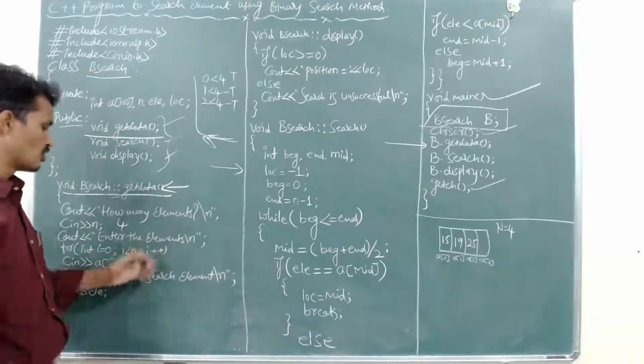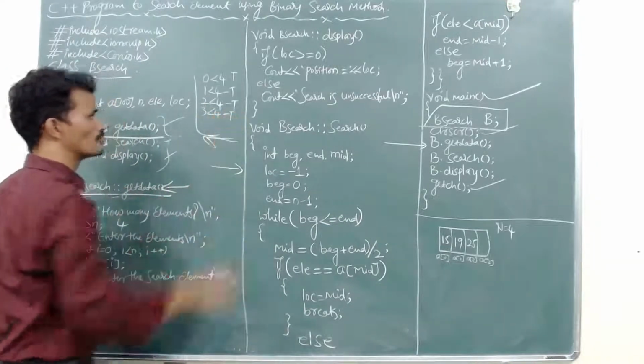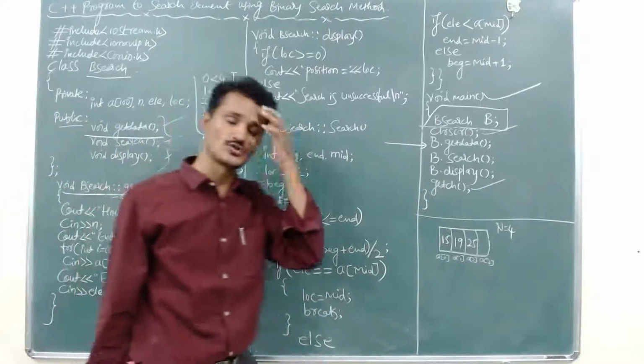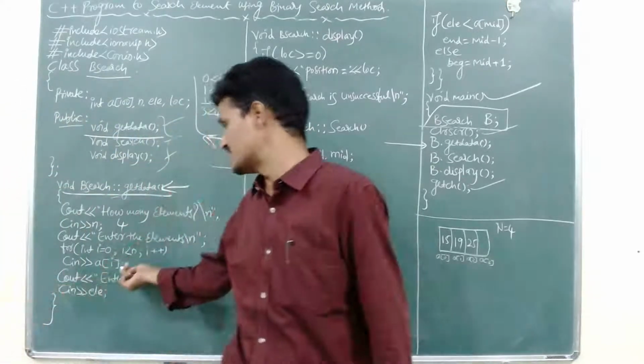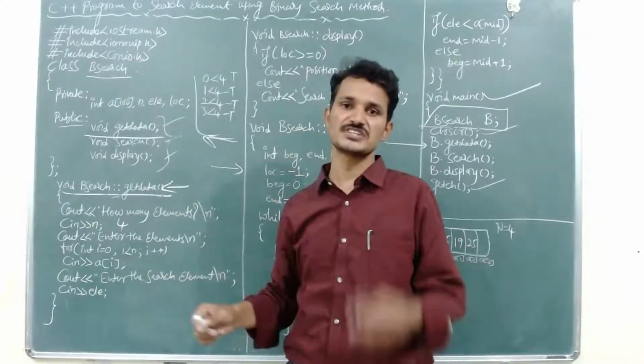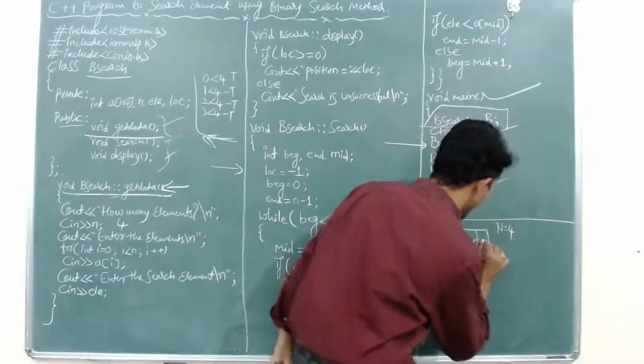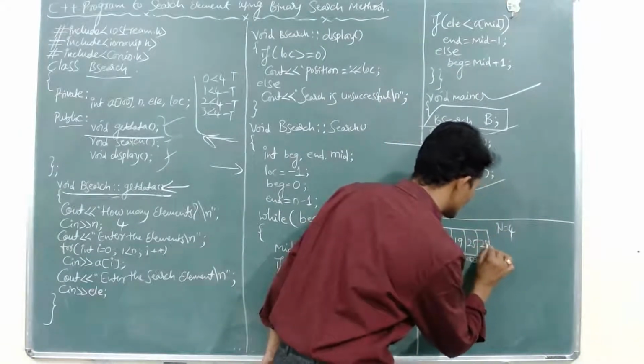Then again it goes to the for loop and I gets incremented. I becomes now 3. 3 is less than 4. Yes, it is true. The condition is true. Condition true means I am going to execute the cin statement. Cin stream extraction a of I. A of I means a of 3. The fourth value will be stored in the a of third location. So I will be giving the element as 28.